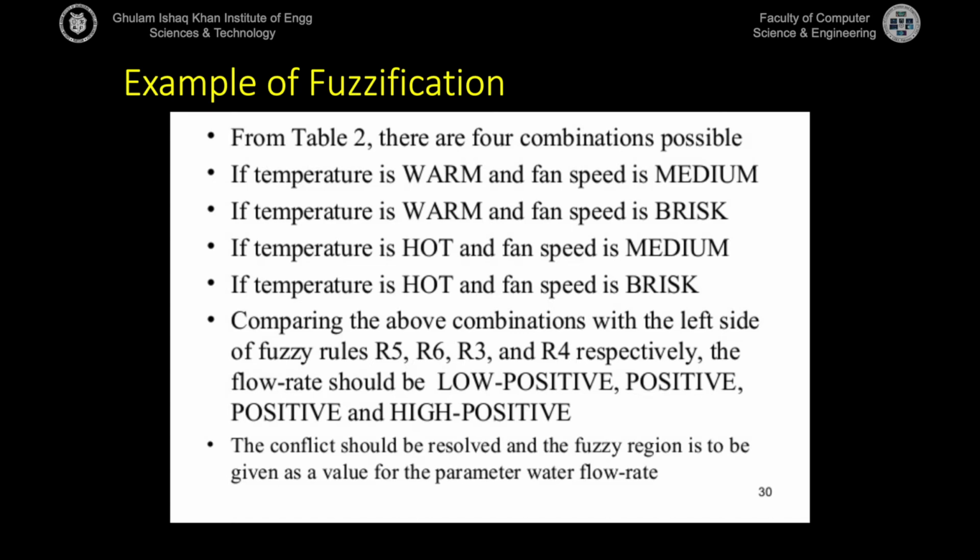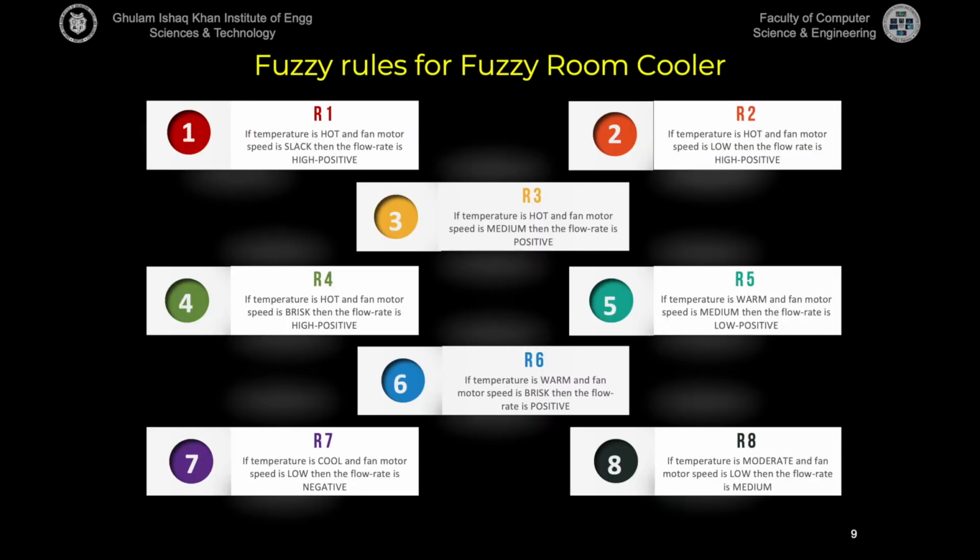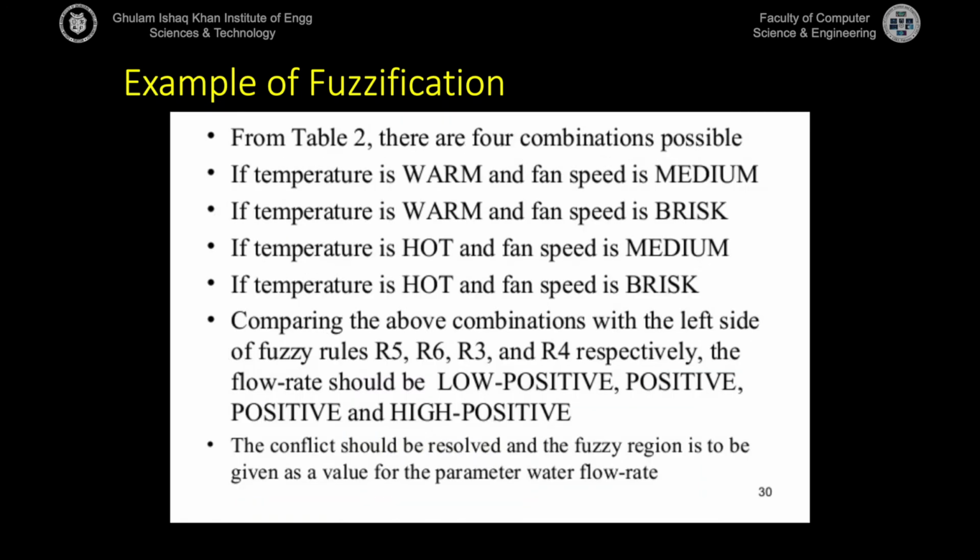Then you have got warm and fan speed brisk. Let's look back at the rules. Warm and brisk. That is rule 6. If temperature is warm and fan motor speed is brisk, then the flow rate is positive. So the answer to that is positive, as you can see here. Similarly, for the third combination, hot and fan speed medium, we can see that it's again positive. If it's hot and fan speed is brisk, then it's high positive.